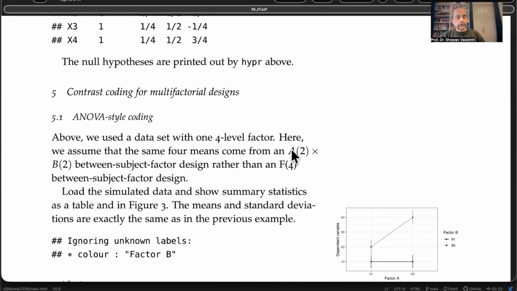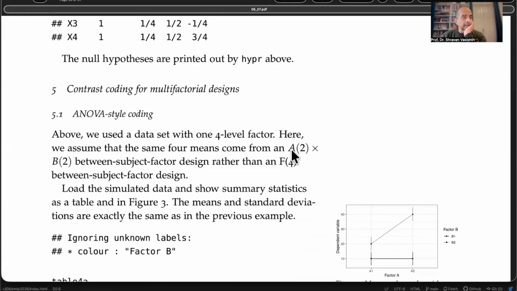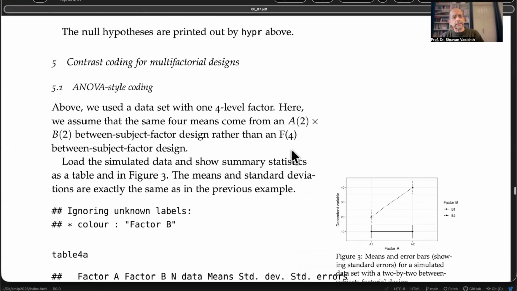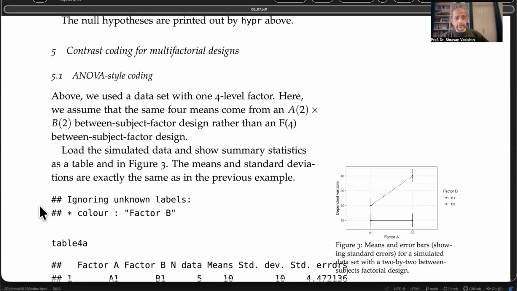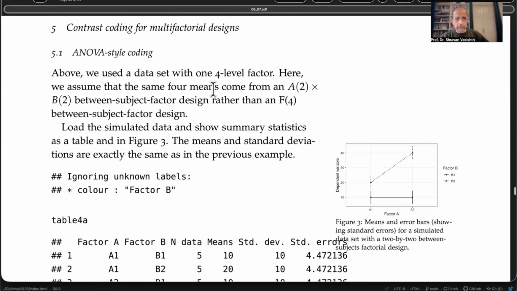Okay, so the last topic is contrast coding for multifactorial designs. So you can very often end up in a situation where you have a 2x2 design or a 2x2x2 design or something, or a 2 by 3 design or 3 by 2 design or whatever. So in those situations, you can set up an ANOVA style coding. I'm only going to talk about 2 by 2 designs, so something like this here.